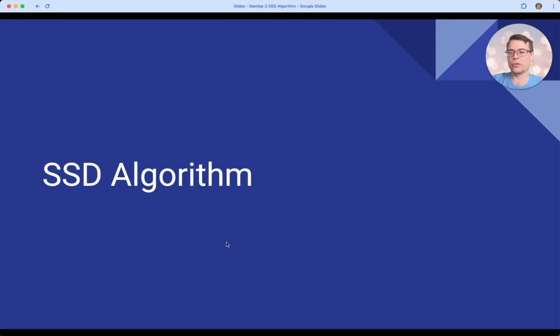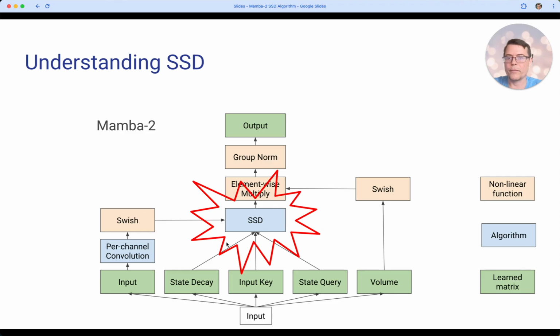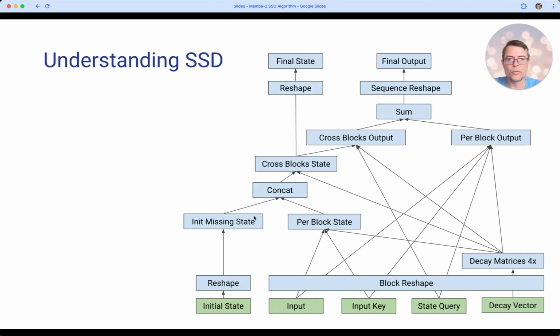Now we go into the SSD algorithm, which is the real heart of Mamba. You can see here, all the stuff funnels into SSD. So it's our state space duality, or sequence transforming algorithm. So here's the overall view. The code itself is pretty tricky when you first look at it. I think the biggest thing I've changed in this presentation is that I've tried to give clearer names for each of the things. The original code is all single-character letters, and so it's a little bit challenging.